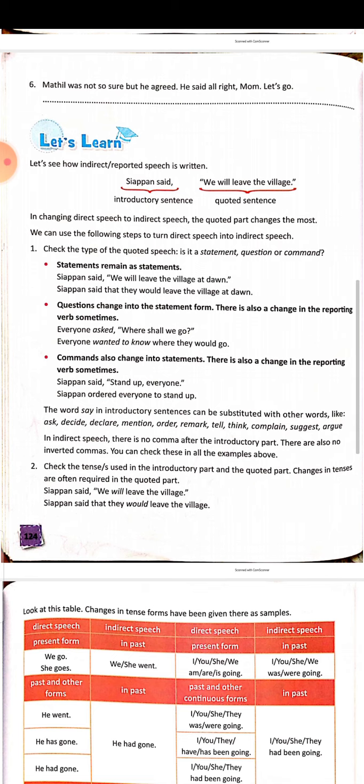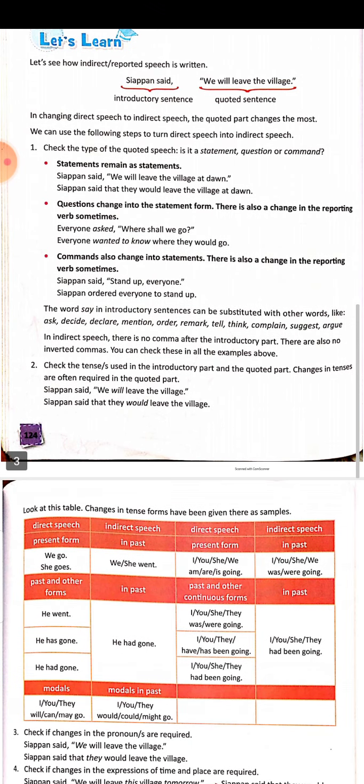The word say in the introductory sentence can be substituted with other words like ask, decide, declare, mention, order, remark, tell, think, complain, suggest, argue. You have to change it according to the situation. The introductory part can be changed, but you have to think of the situation and then put in all these words: ask, decide, declare, mention, order, remark, tell, think, complain, suggest, argue, and we have got wanted to know, ordered. Okay.